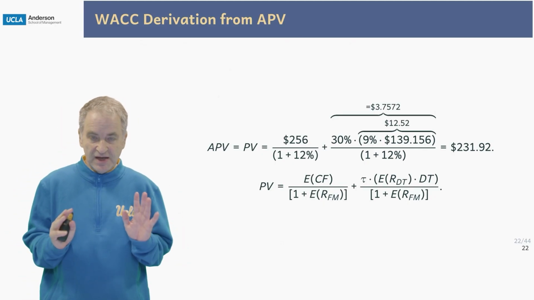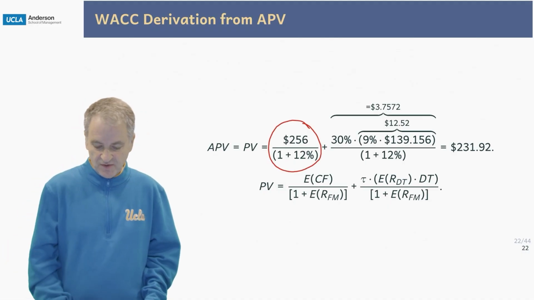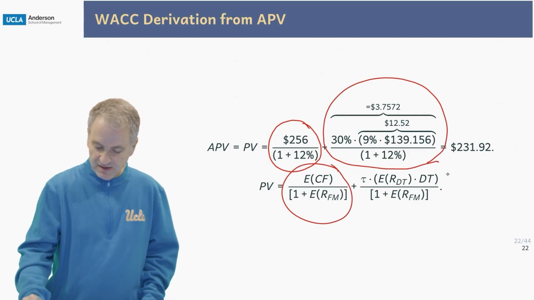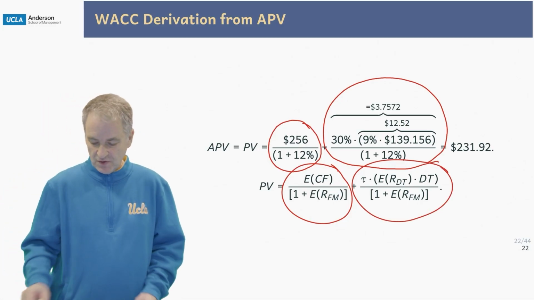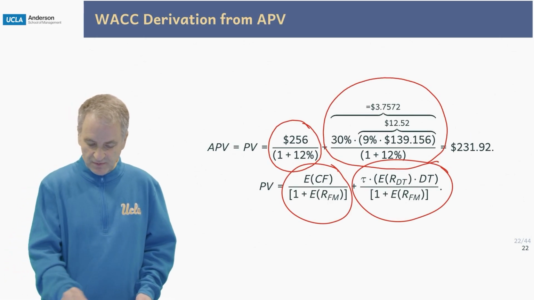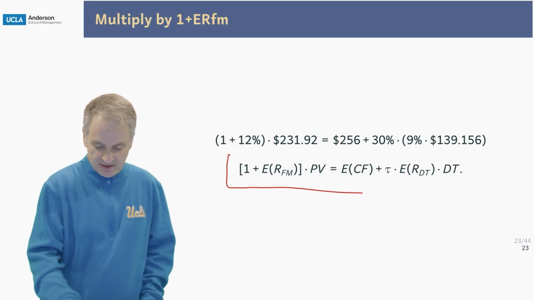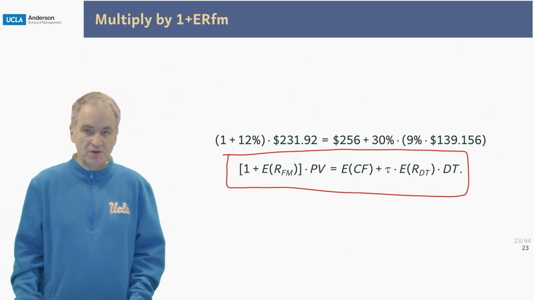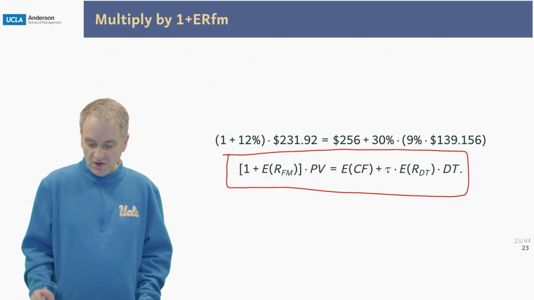So again, we start with the APV. We have the value of the firm as if 100% equity financed, which is here, plus the tax shelter, which is this formula. And it gave us $231.92. So what's the first step that we're going to do? Well, if you look at this, I'm going to move the 1 plus 12% over to the other side. Now the formula looks like this. And of course, since we've just multiplied both sides by 1.12, it still holds. It's still an equality.